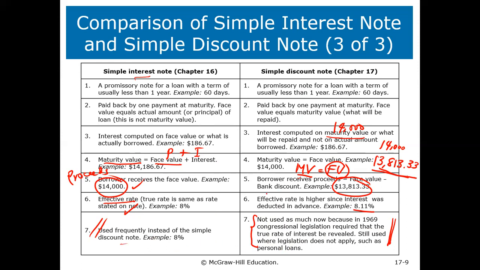Okay. All right. Any questions as far as regards the summary of the comparison between simple interest note and simple discount note?